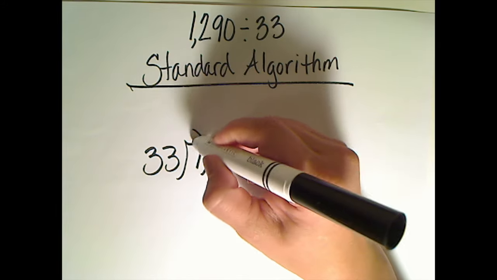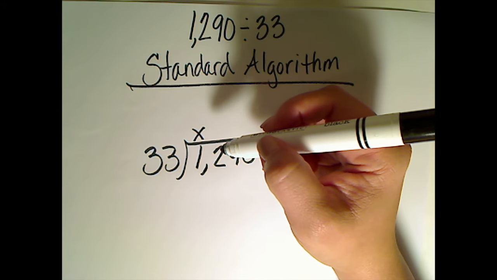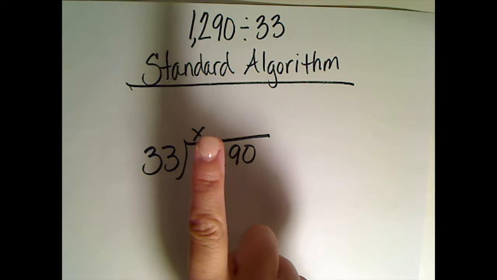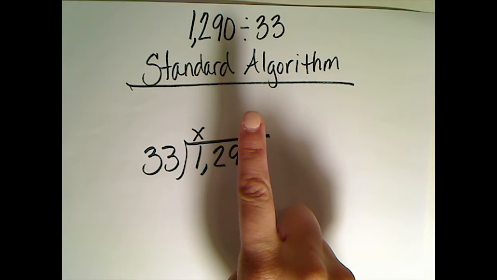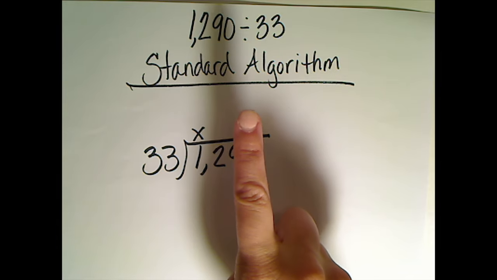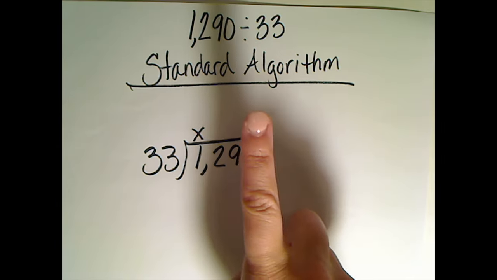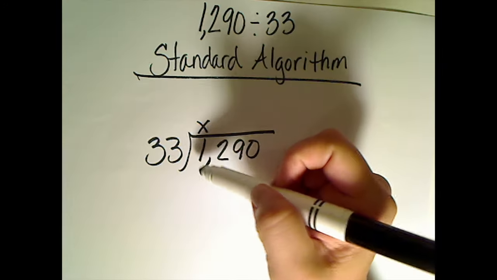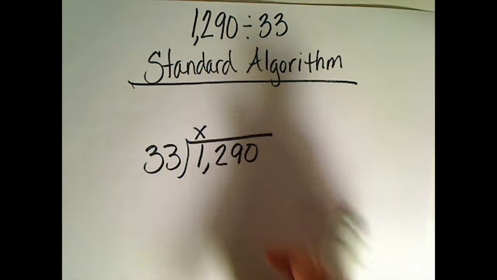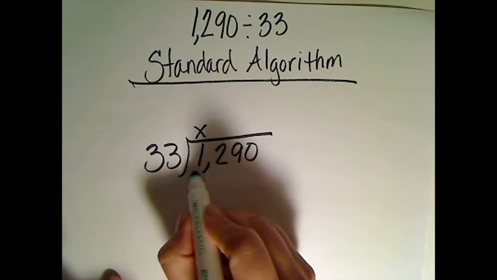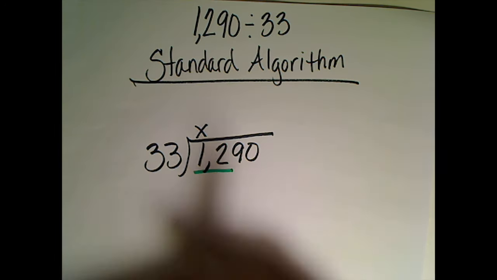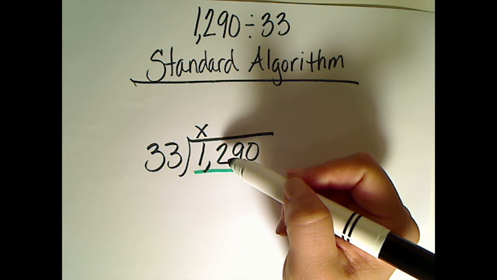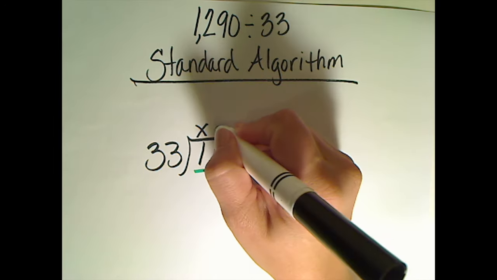33 cannot go into 1. If I have 1 and I want to separate it into 33, I can't give you powers of 33. I can only give you powers of 1. Remember, magical powers. 12. Let's go to the next value placement. 12. You can't get 33 out of 12. So that's a no-go.